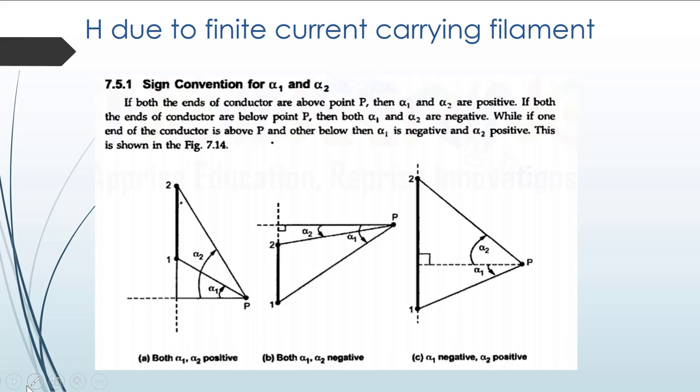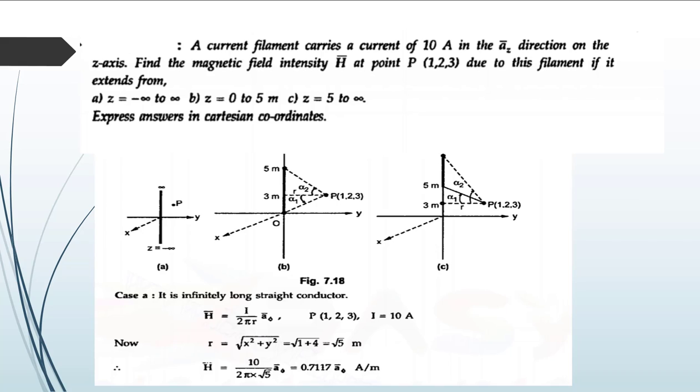So let us consider one such example. A current filament carries a current of 10 ampere in the az direction on the Z axis. Find the magnetic field intensity H bar at point P (1, 2, 3) due to this filament, if it extends from, there are three options. One is minus infinity to plus infinity. Second option, it is extending from z equal to 0 to 5 meters. And third option is it is extending from 5 meters to infinity.